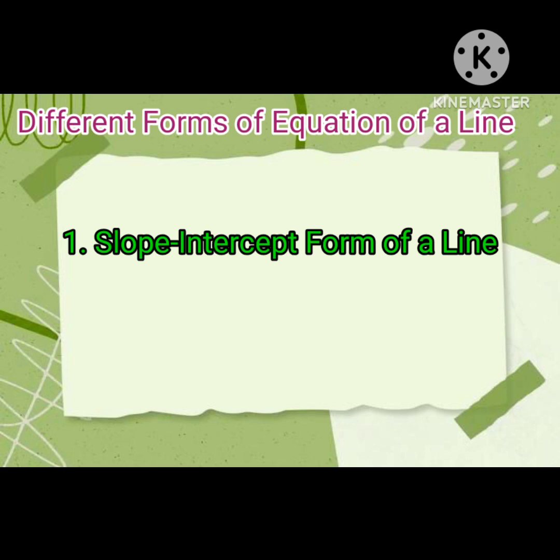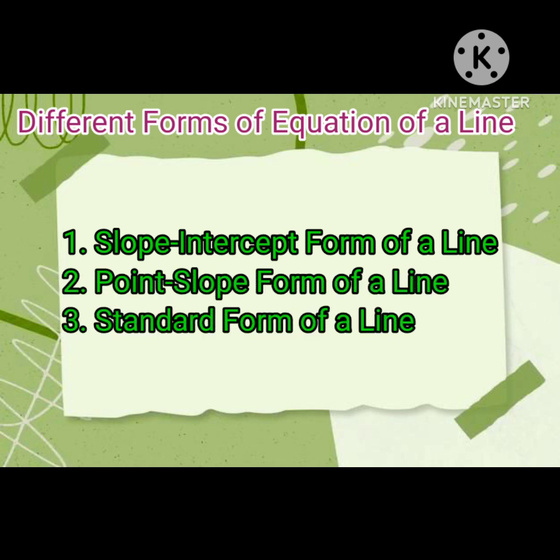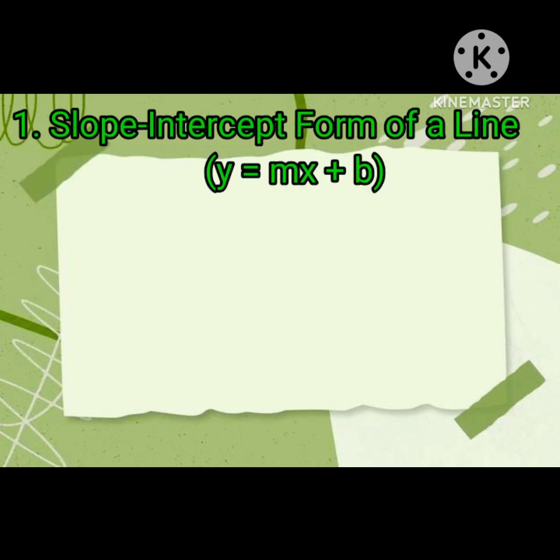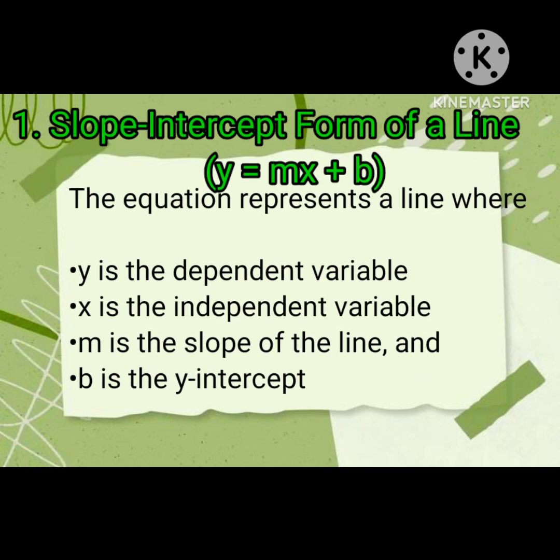So next we will tackle the different forms of equation of a line. First is the slope-intercept form of a line. Second is the point-slope form of a line. Third is the standard form of a line. So first, let's discuss the slope-intercept form of a line. Slope-intercept form of a line is a general formula for the equation of a line.